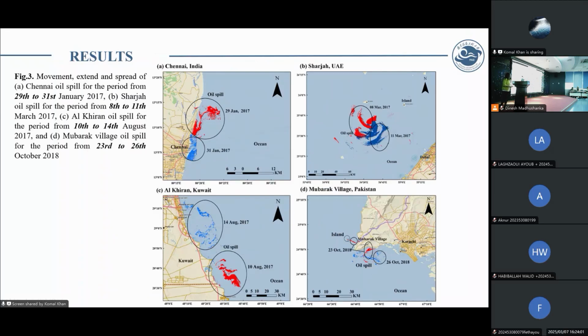This is basically showing the movement of oil in the SAR imagery. The red color is showing the oil spill, and you see the movement of the oil spill from 29th to 31st January 2017. It is shown just in the imagery of SAR.